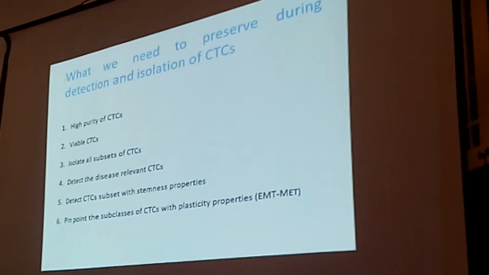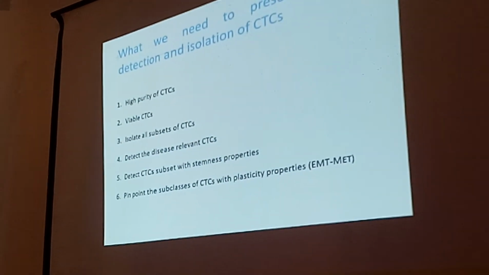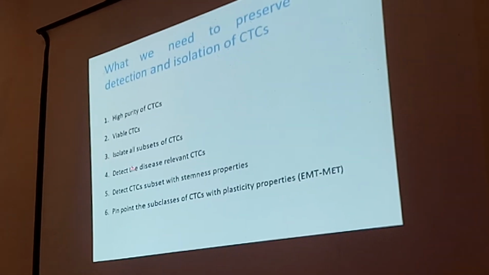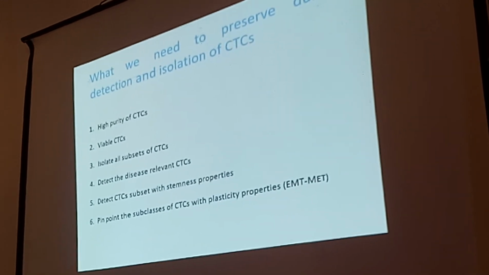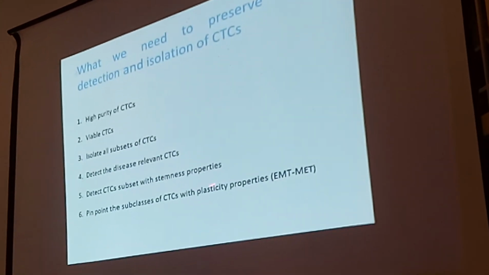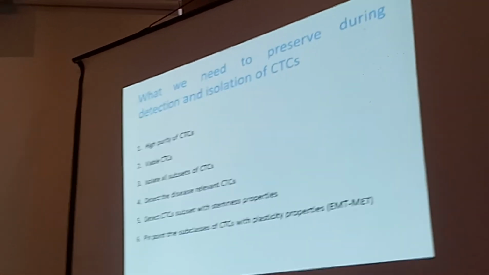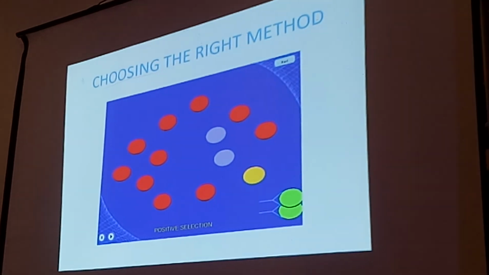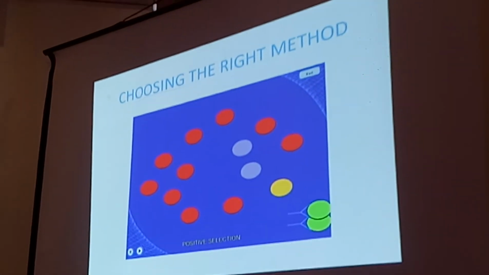And not only that, you need to find these cells and have them pure, so you do not have any irrelevant cells at the end. Have them viable, have all the subsets of them, find which is the cancer stem cell like, and define them. So these are the criteria in order to do a proper job. And here is a short video just to show you in a simplistic manner what are the approaches that exist so far.